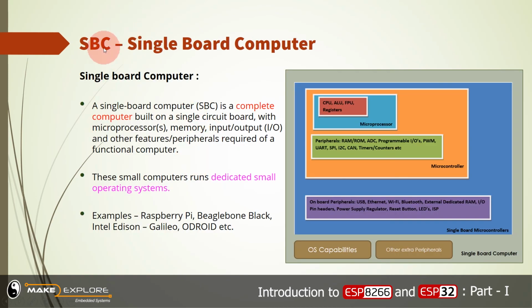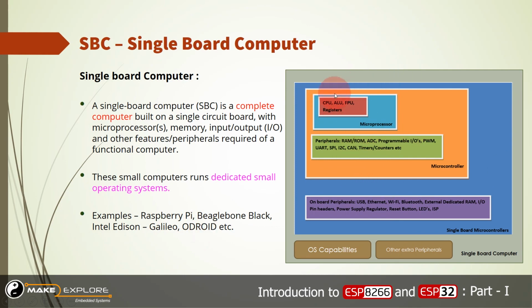Now let's see what single board computers are. We have seen earlier single board microcontrollers. Now we will see SBC, single board computer. So a single board computer is nothing but a complete computer built on a single circuit board with microprocessors, memory, IOs and other peripheral features required for a functional computer. This small computer runs a dedicated operating system. That's why they call it a single board computer. Examples that are very popular are Raspberry Pi, BeagleBone Black, Intel Edison, Galileo, Android and many more.